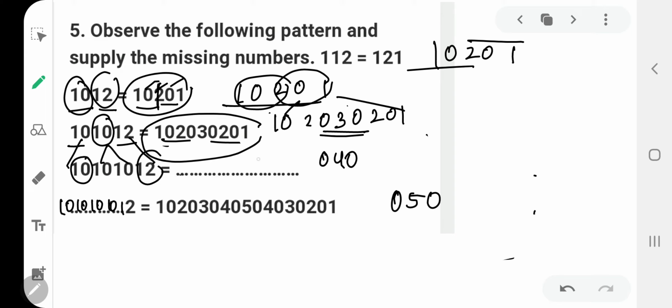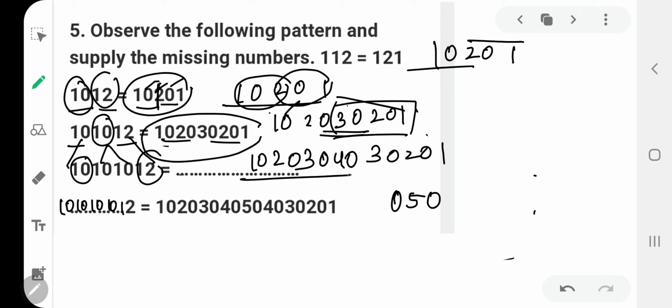So here, 10203 on one side and on the other side 30201. Getting my point? Now half and half, so here after 050 will come 1020304, and here will come 4030201. Got my point? You have to just look at the pattern how it is and just follow the pattern, you will get it easily.